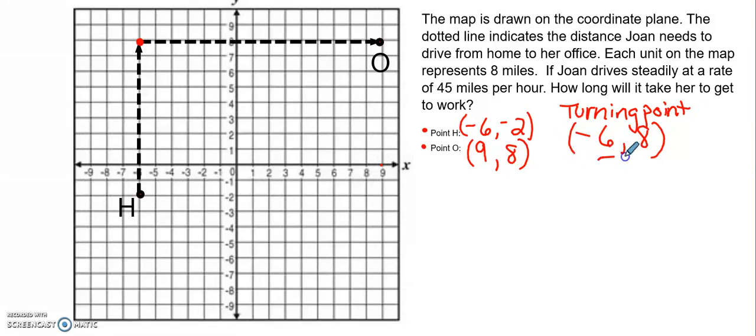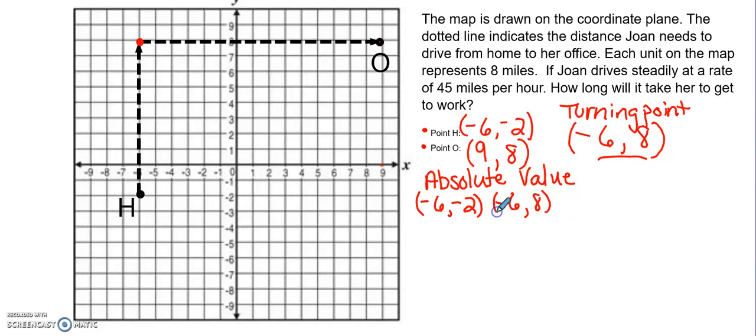And that point is going to be key because it's going to help me to figure out the distance between H and the turning point, and then also the distance between O and the turning point. So I'm going to use something called absolute value of my 2 points. So I'm going to take point H at -6, -2, and I'm going to take the turning point at -6 and 8.